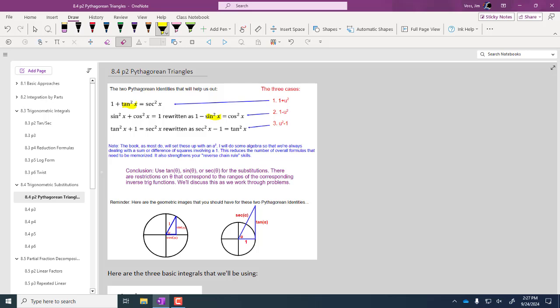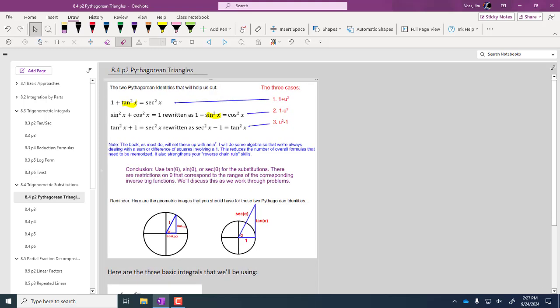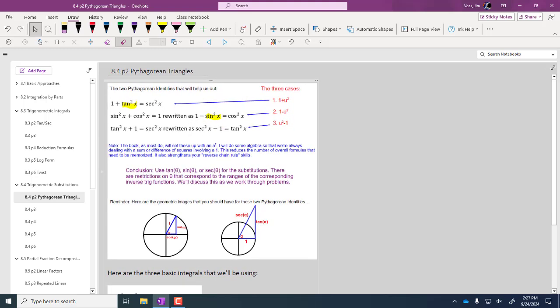So if we have something like this, we could let u be sine of x right there. And then this fits the 1 minus u squared form. And then down here we have a difference of squares with a trailing 1. And so u and secant are playing nicely together there.